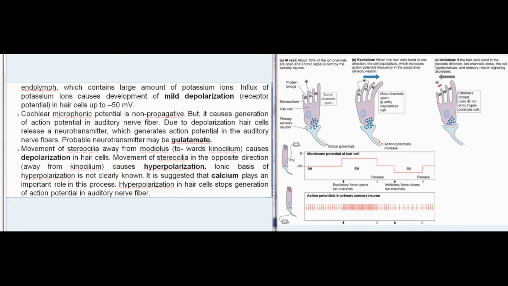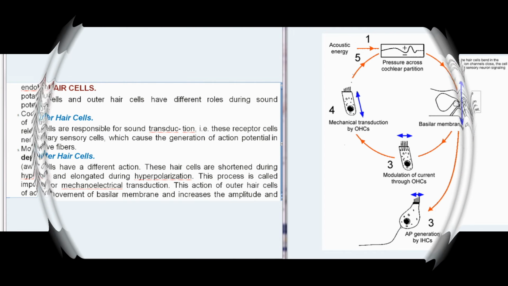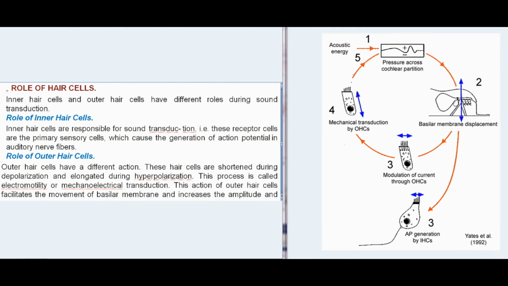Hyperpolarization in hair cells stops generation of action potential in auditory nerve fiber. Role of hair cells. Inner hair cells and outer hair cells have different roles during sound transduction. Role of inner hair cells. Inner hair cells are responsible for sound transduction, i.e. these receptor cells are the primary sensory cells, which cause the generation of action potential in auditory nerve fibers.